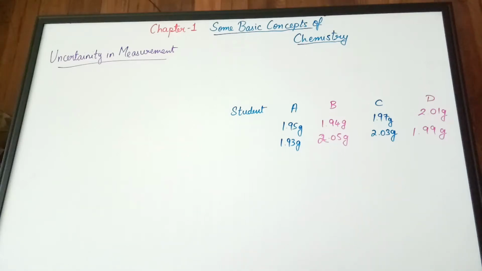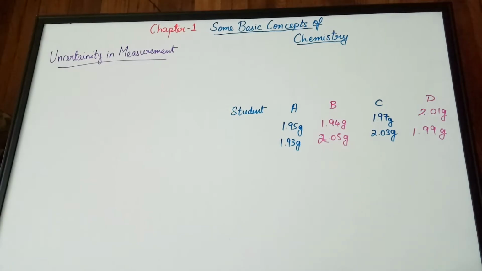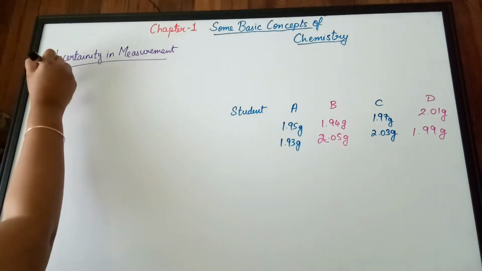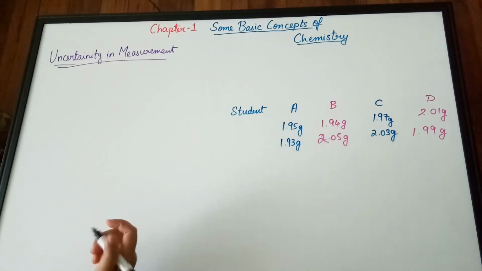In the previous video, we studied the properties of matter and their measurement, and we focused especially on various physical properties of matter. In this video, we are going to be studying uncertainty in measurement. First of all, what do you think the word uncertainty means? It basically means something which is not certain, or something which we do not know for sure.